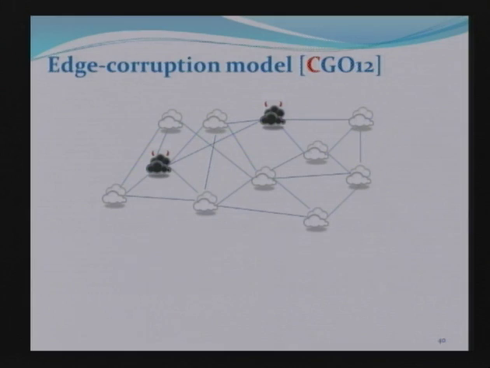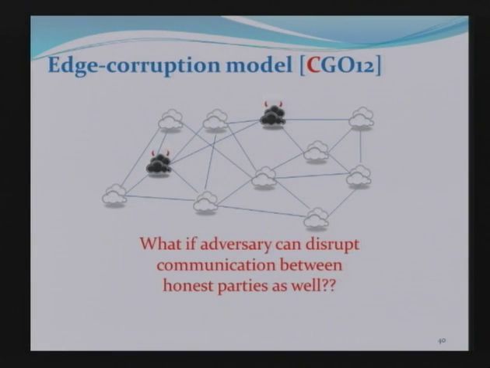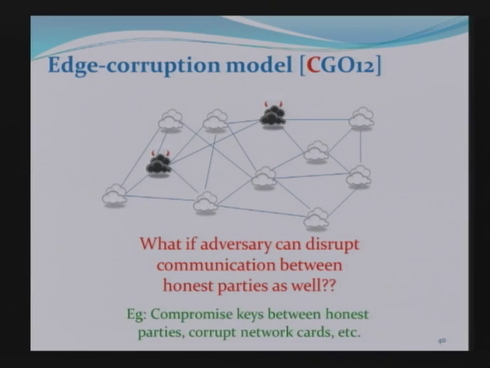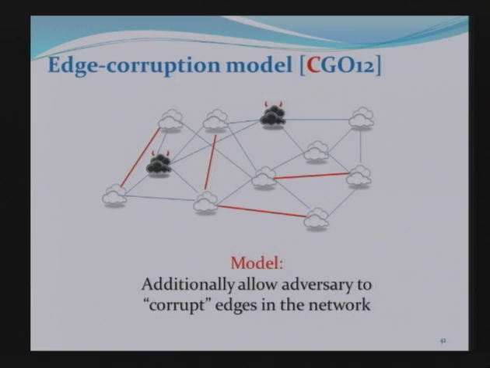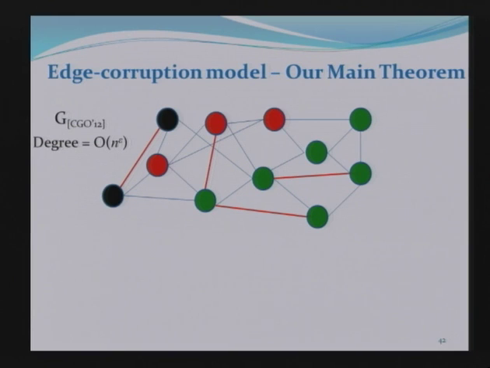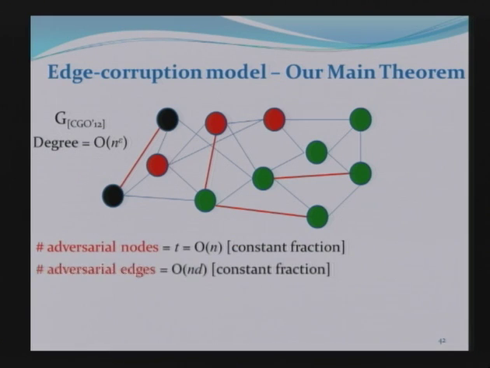Once we are done with that, one naturally wonders, is there anything that the adversary can do beyond just corrupting nodes? And in fact, he can. He could actually disrupt communication between honest parties as well. So there are two honest parties, and maybe on their communication link, something bad happens. So in that setting, what can we do? We can model it by considering the so-called edge corruption model, where we additionally allow the adversary to corrupt edges in the network. And in this setting as well, we have some results on low degree networks where we can reach agreement.